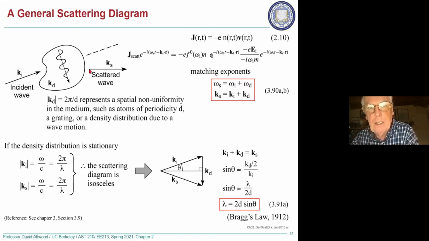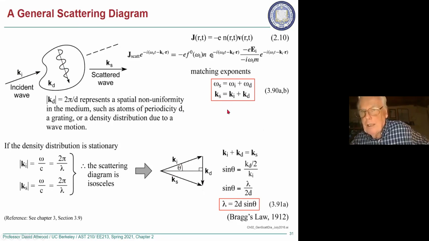Also, the K vectors add. That's the K incident and the K scattered. Looks like this, okay? K incident, some representation of the density modulation in the material leads these. This is an isosceles triangle when this frequency is 0. But this is the vector diagram. It doesn't have to be isosceles, but if the motion here, the frequencies here in the medium are small compared to the incident frequencies, it'll be isosceles or closely so. This is a general scattering diagram, which you will find so many uses for.